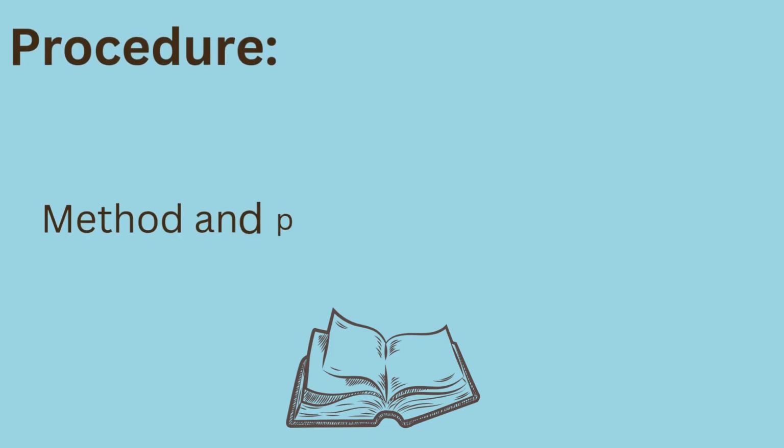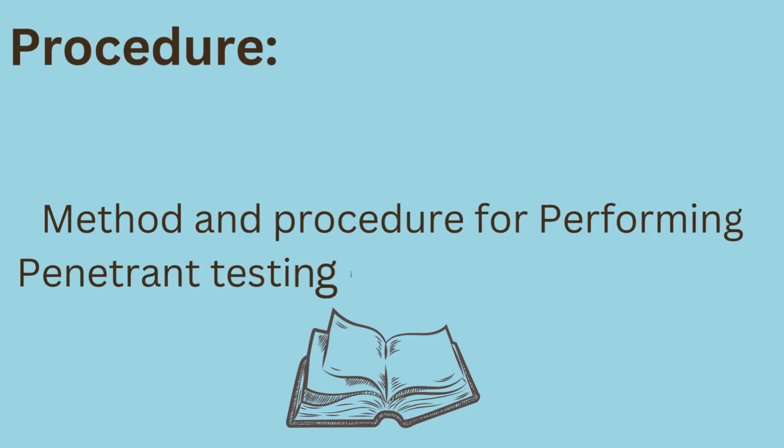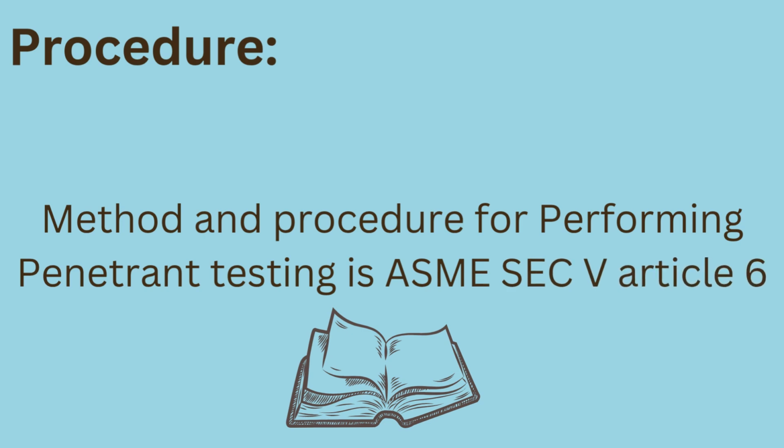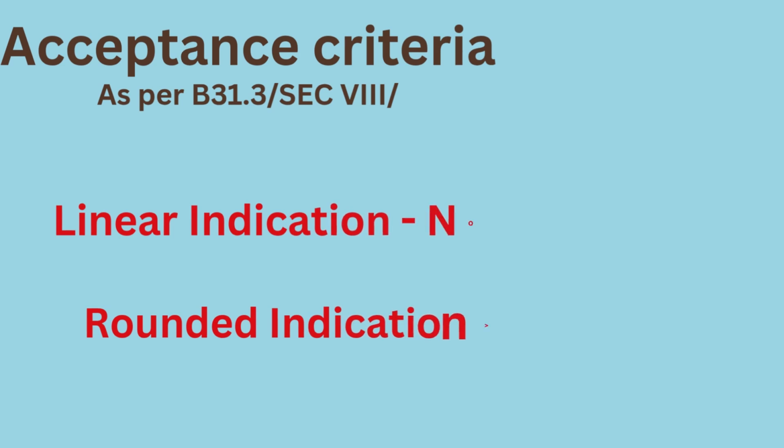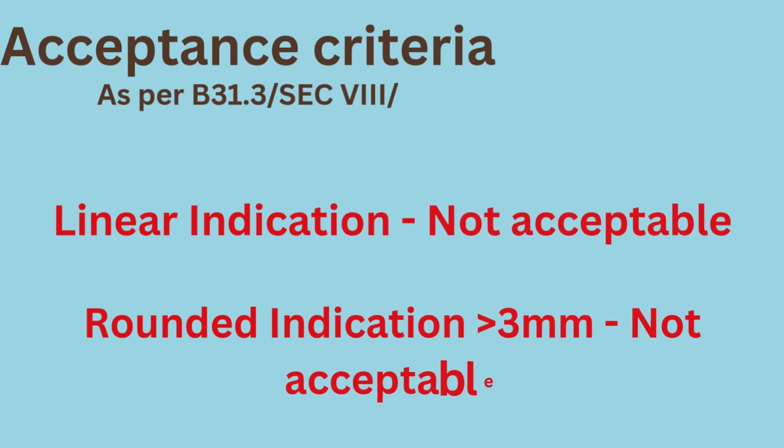To perform penetrant testing, ASME Section V Article 6 gives the procedure and method. Acceptance criteria of penetrant testing. Linear indications like crack, lack of fusion, lack of penetration, undercuts are not acceptable. For rounded indications, a defect diameter greater than 3 mm is not acceptable.